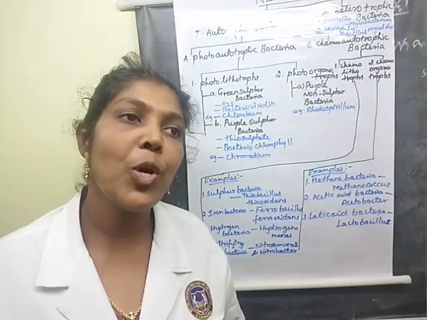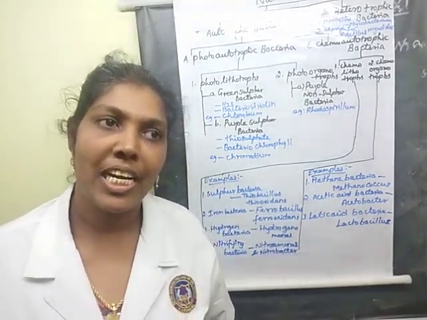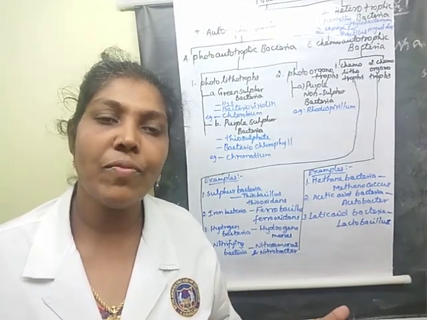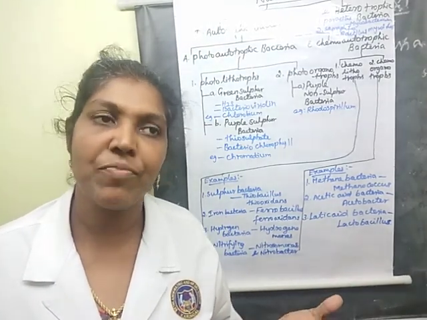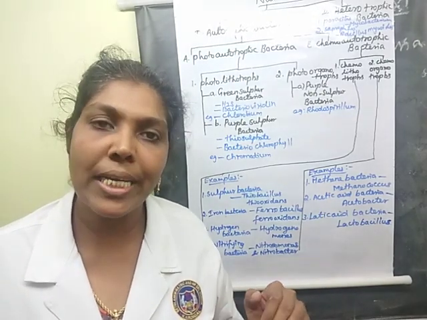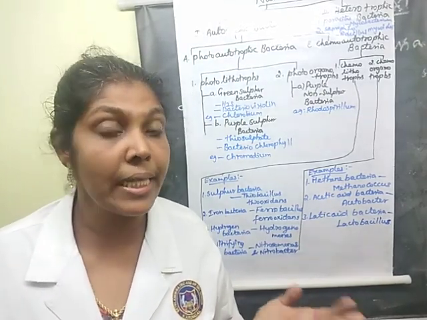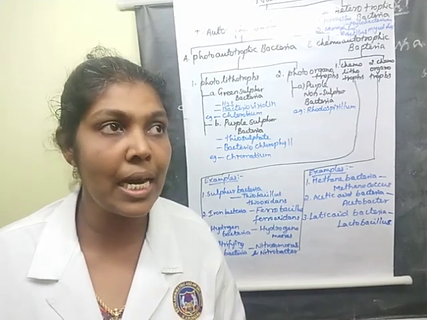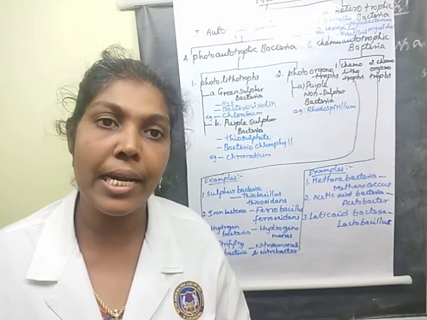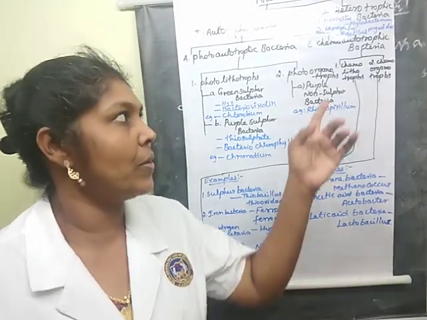Next is the second type, chemoautotrophic bacteria. What do you mean by chemoautotrophic bacteria children? Very good. There is an absence of chlorophyll pigments. They cannot use sunlight energy. Instead, they get energy from inorganic and organic compounds. Very good children.